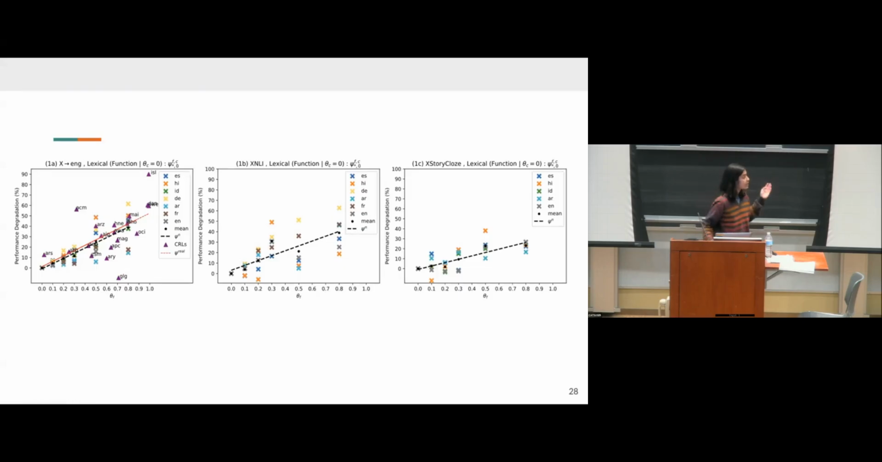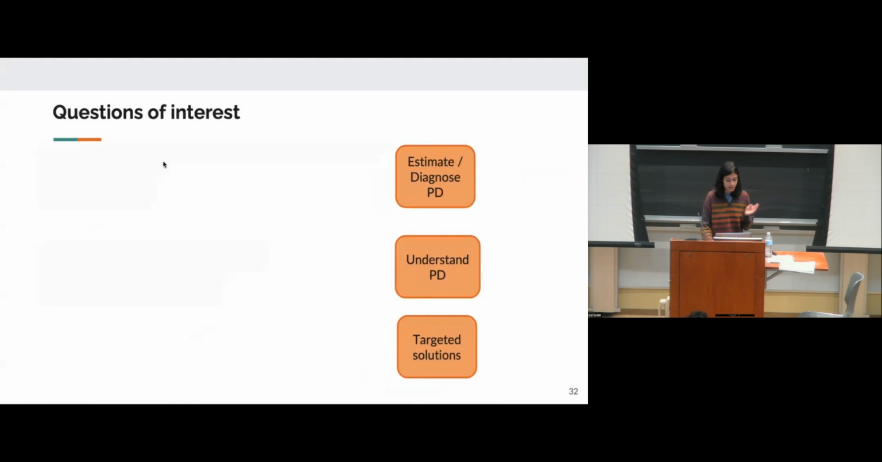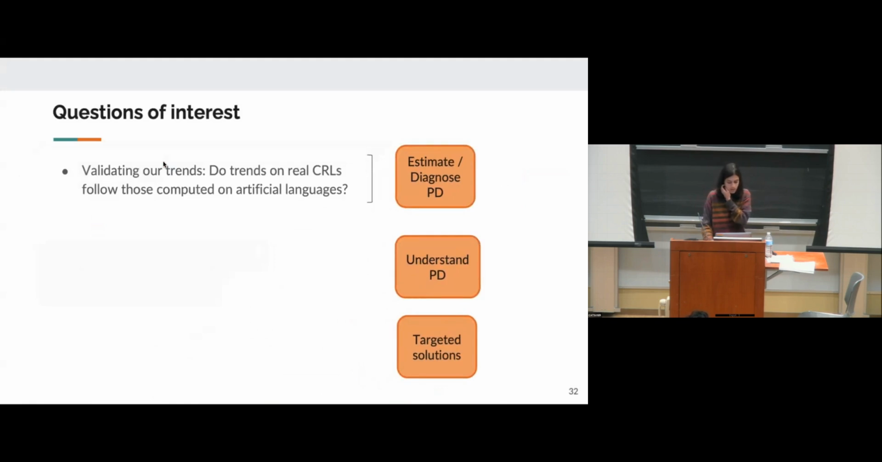And I'll come back to these and we'll talk about what we see from that. Anyway, so these were our goals in the red, right? And here are the questions that we might want to answer with our computed trends.